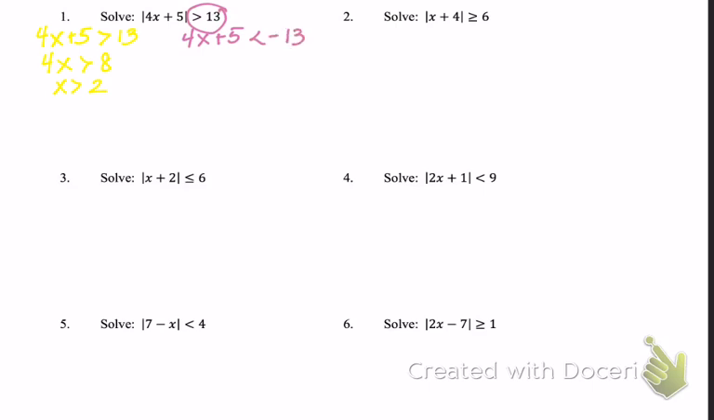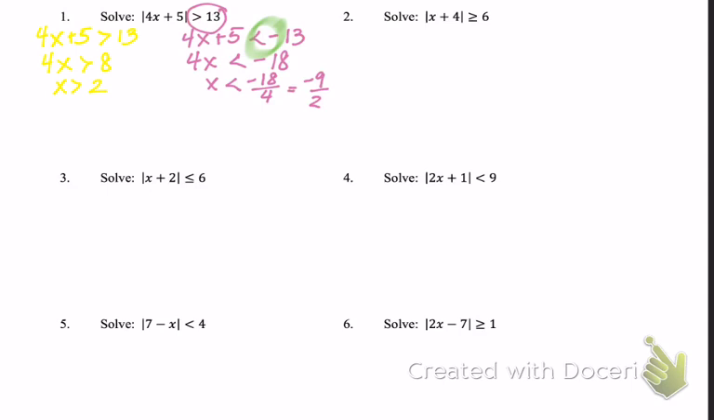So I made two changes here. I switched the sign and I switched the inequality. So I flip and I switch. So don't forget to do both. Then I solve. So 4x is less than negative 18. So x is less than negative 18 over 4, which reduces to negative 9 over 2.